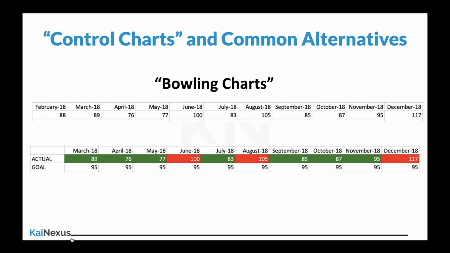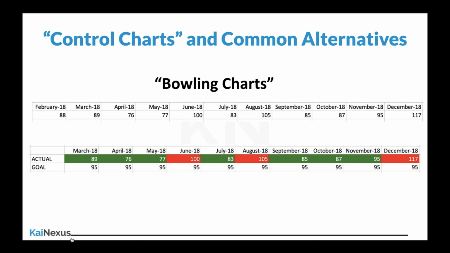So in this example here, lower is better. Looking at just the list of numbers didn't give us that context. 117 is actually worse than a March 18 number of 89. So we're looking to say, well, the metric had been green and now it's red in the last month. Do we react? Do we do a root cause analysis? Do we try to explain why it's gone from green to red?